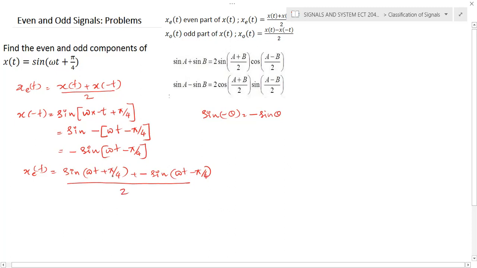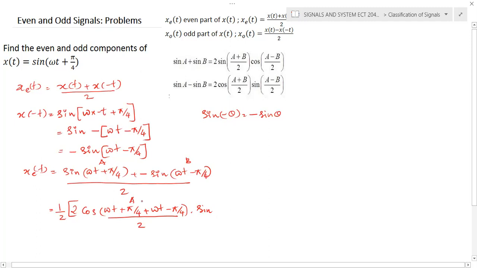So if you look at the equation, you can see that it's simply sine a minus sine b. So you can rearrange this equation. It becomes 1 by 2 into sine a minus sine b, which is equal to 2 cos of a plus b by 2. You can see that this is a and this is b. So a is omega t plus pi by 4, and plus b means plus omega t minus pi by 4, the whole divided by 2, into the other part, which is sine of a minus b by 2.